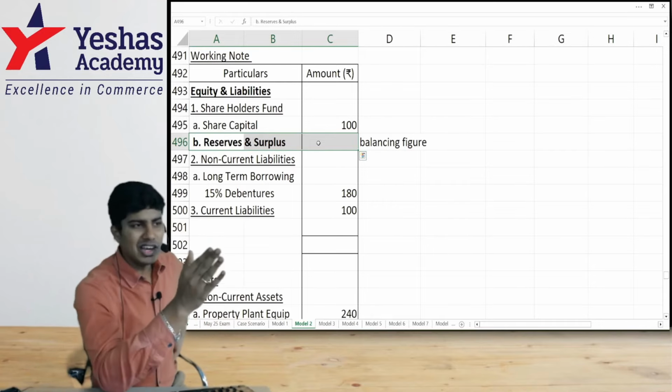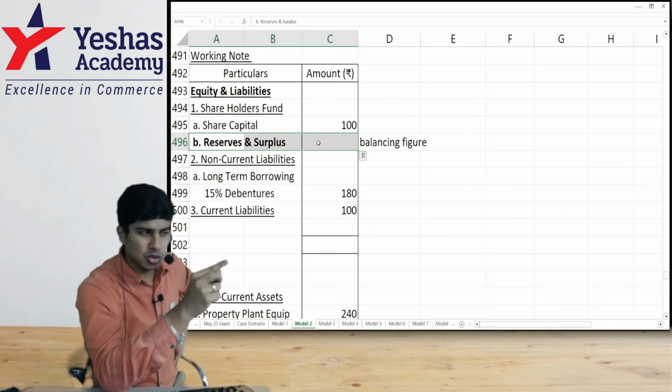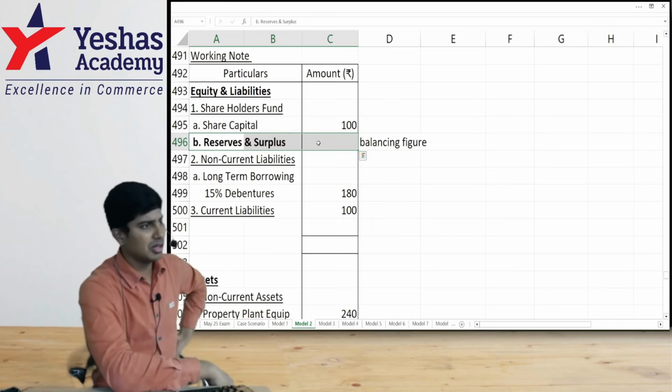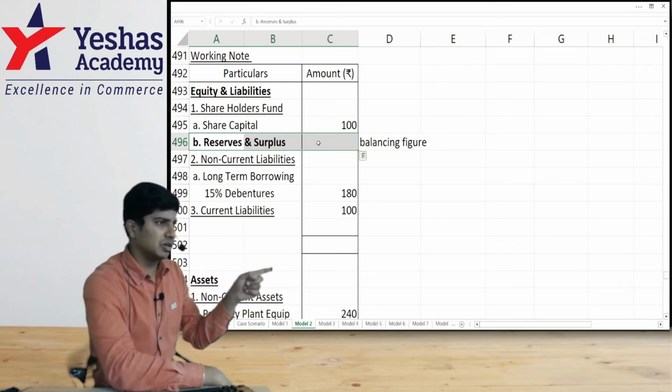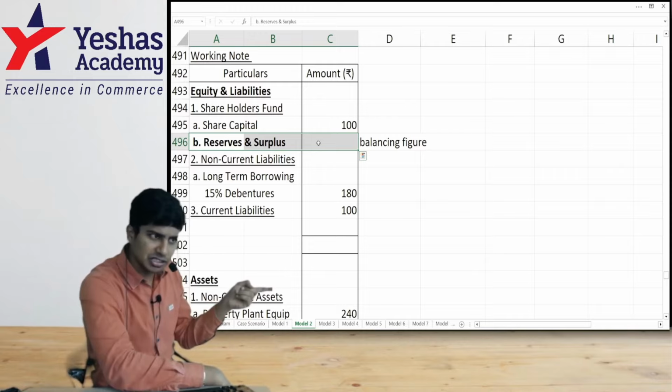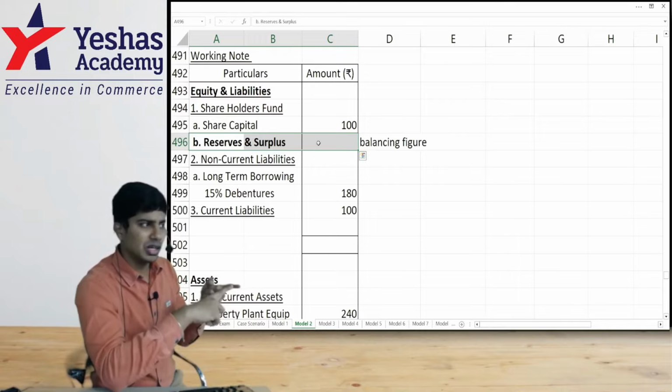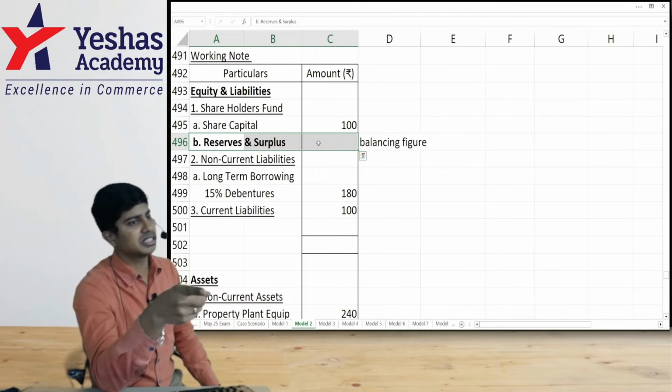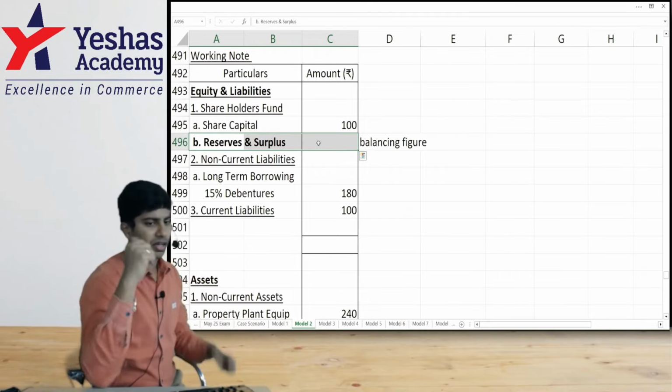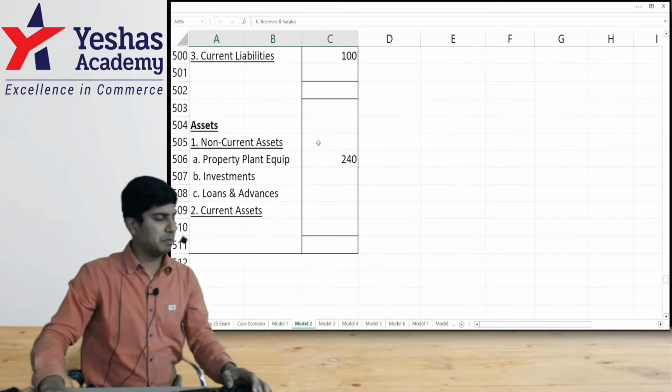Revaluation is done for the purpose of assets to be shown in the consolidated balance sheet only. We are not doing revaluation in standalone. Are we doing revaluation for standalone financial statements? No. Revaluation is done only in consolidated financial statements. Do you all agree with me? Very nice. So 240 property, plant and equipment.